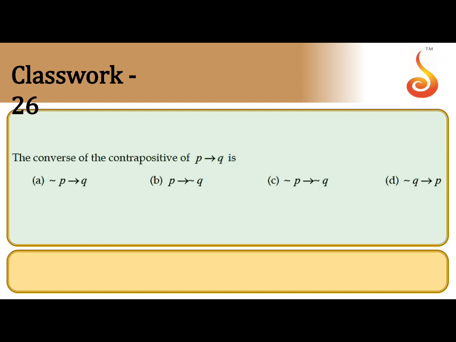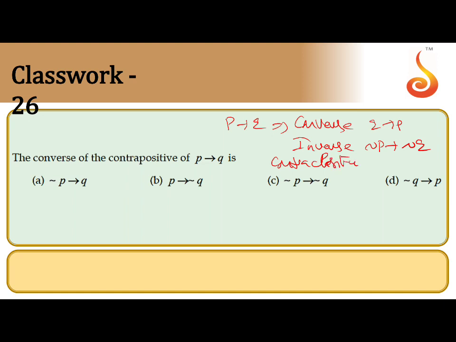Next. Converse of the contrapositive of P implies Q. So first, what are converse, inverse, and contrapositive? It's just simple logic, you have to remember. There is the statement P implies Q. What is the converse for this one? The converse is Q implies P. Next, inverse. It's all you studied in the first year, just a recap. Inverse means negation of P implies negation of Q. Next, contrapositive. Contrapositive means negation of Q implies negation of P.